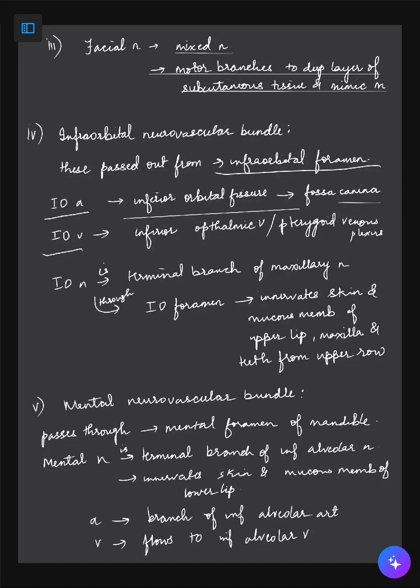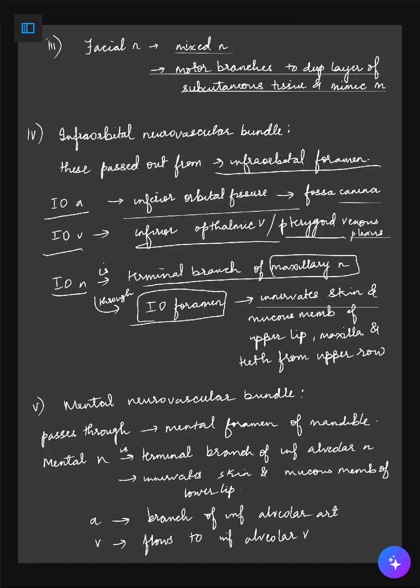The infraorbital vein flows through the inferior ophthalmic vein and the pterygoid venous plexus. The infraorbital nerve is a terminal branch of the maxillary nerve, and it passes through the infraorbital foramen, which innervates the skin and mucous membrane of the upper lip, maxilla, and teeth of the upper jaw.